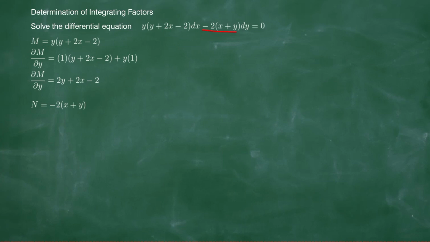Next is the N, or the coefficient of dy, that's negative 2 times (x plus y). Then we get its partial derivative with respect to x. That should be negative 2 times the derivative of this. The derivative of x with respect to x is 1, and the derivative of y with respect to x is 0. So we have negative 2 for the partial derivative of N with respect to x.